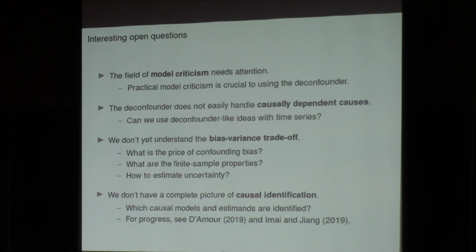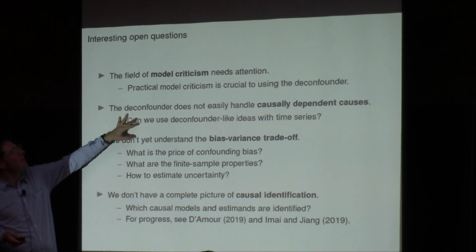So there's a lot. I told you about a lot, but this is a new idea, and there's a lot of open problems. The first one is that the field of model criticism needs attention. We know that it's important that the true distribution of the assigned causes is captured by the factor model, but checking that is an inexact science. There are some nice papers, but it needs some attention.